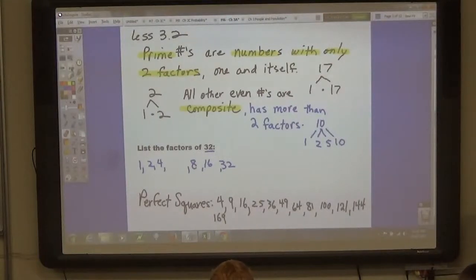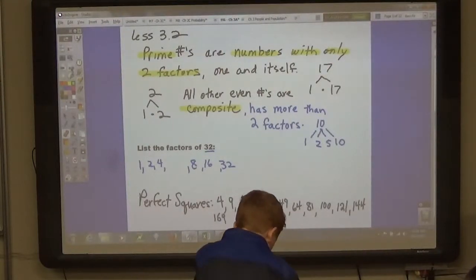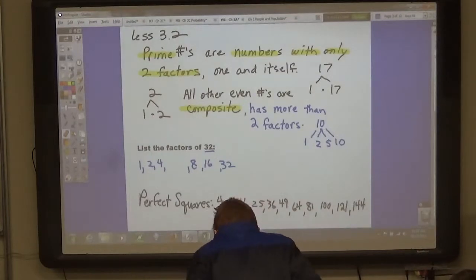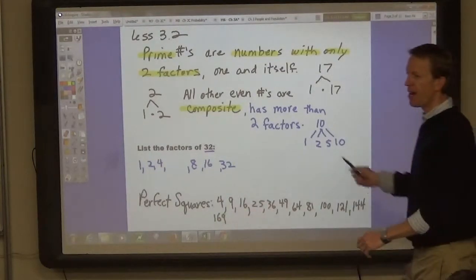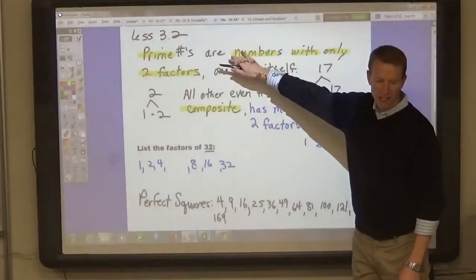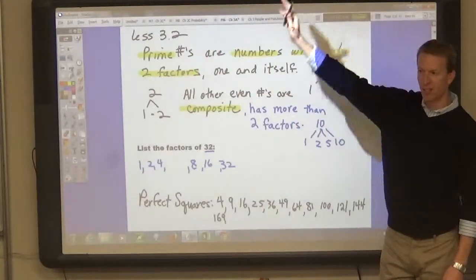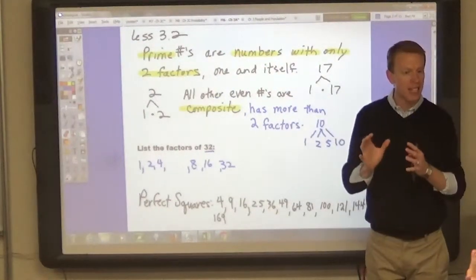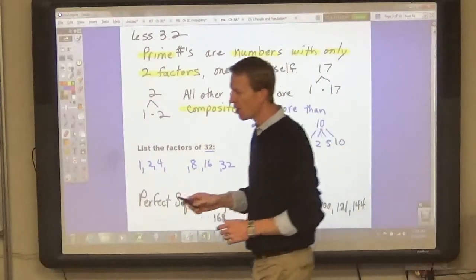We're going to talk about prime and composite numbers, 6th graders. Lesson 3.2. Now, for those of you that like science, which I love, this is going to make sense to you. You're going to understand this.